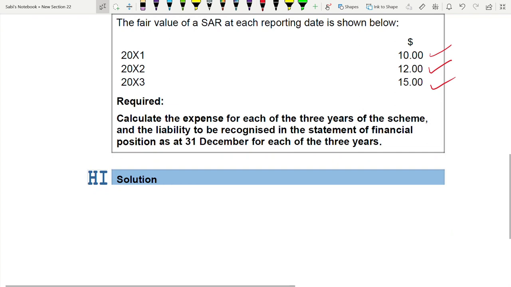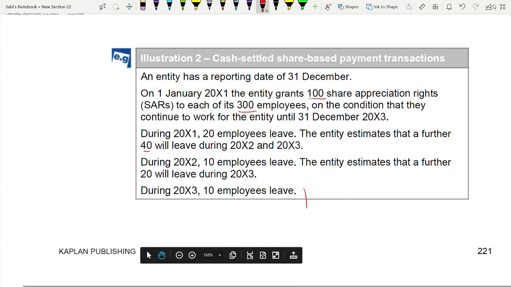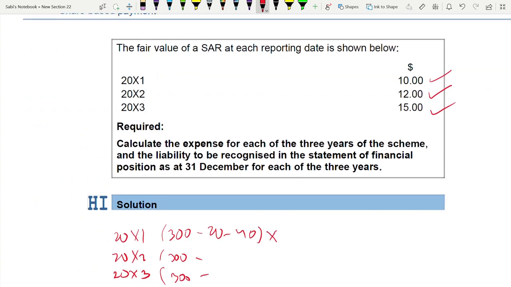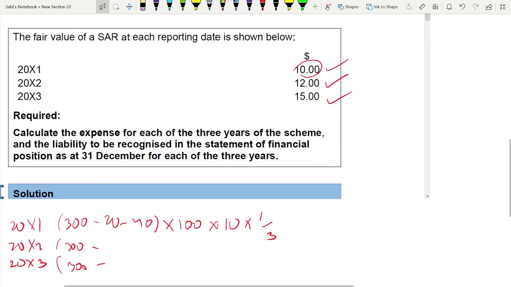So for 2001, 2002 and 2003, 300 employees. From 300 you have to deduct. For 2001, it is 40 expected to further leave and 20 are leaving. So 20 and 40, into how many rights? 100. 100 share appreciation right options. Into 2001, this is the fair value, 10 into 1 over 3. This time it is not equity, it is a liability. So here liability and expense will be same. 80,000. Here also it will be 80,000.